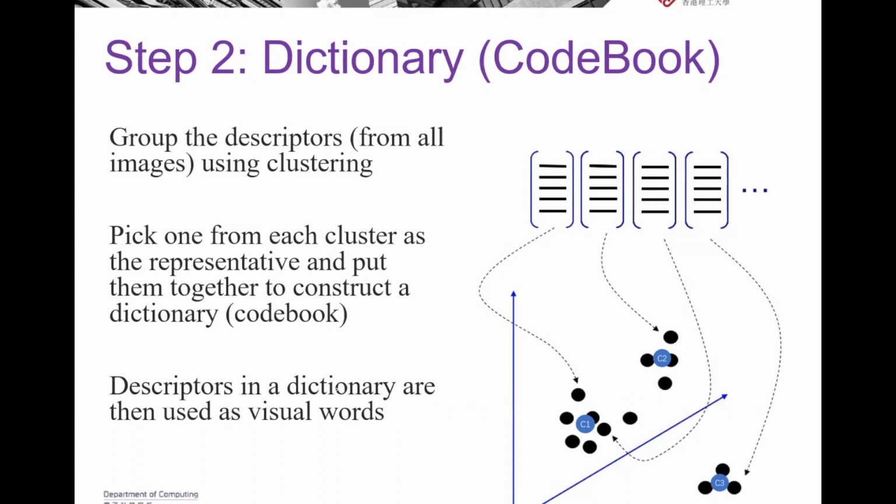Here we're using the clustering again to generate a code book, because we're not going to use all the local points. One image contains a lot of key points. We have to pick the most representative words in that case. So here the clustering comes into play again. Clustering can help us select the representative key points.